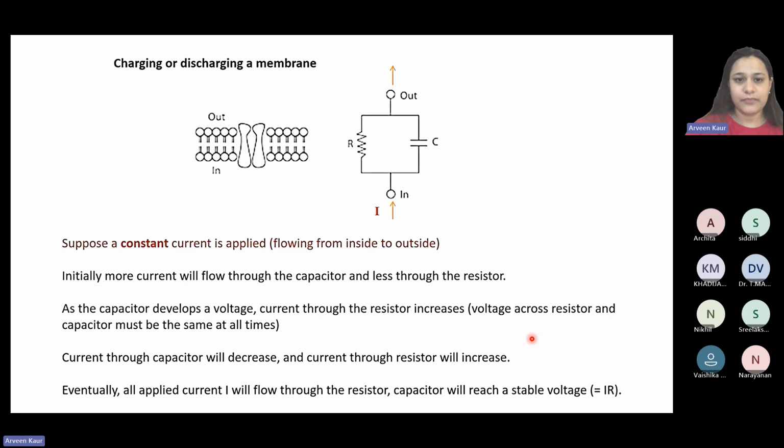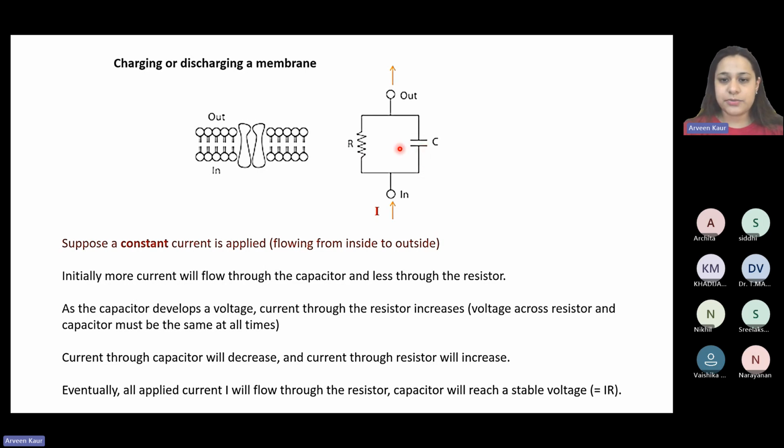So let us begin. First, let us look at the charging or discharging of the membrane. Let us first look at this circuit again. It has the inner side, the outer side, the resistor and the capacitor. What we are saying is that we are charging the membrane. That is, the current is flowing from inside to outside over here. Initially, once it starts flowing, obviously the resistor is going to resist the current from flowing, right? So all current will flow through the capacitor.